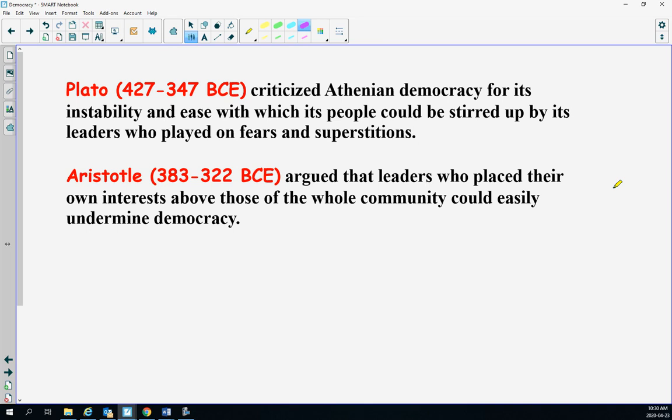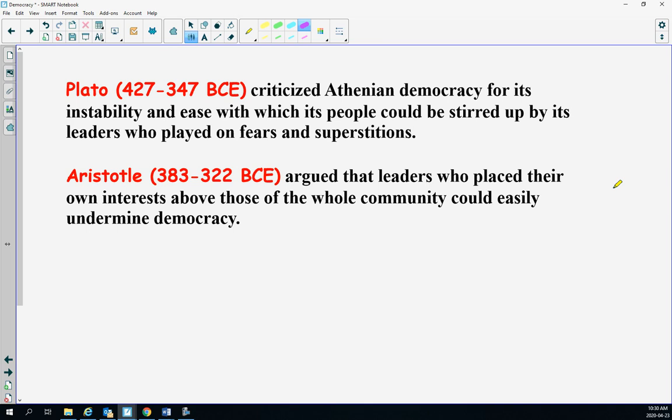And if you look around, that is very evident in democracy today. You think back to the last American election in which Donald Trump won, and the fears and things that he played on to attract American votes probably proved that Plato was right to a degree. Same thing with Aristotle. Democracy is very quickly undermined when the people that we vote for put their own self-interest ahead of the whole community. And that happens, I would guess, frequently in all brands of democracy.